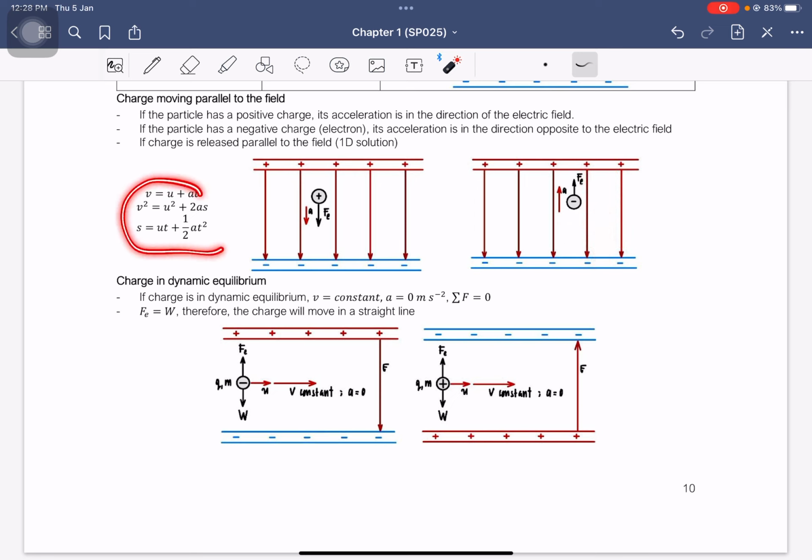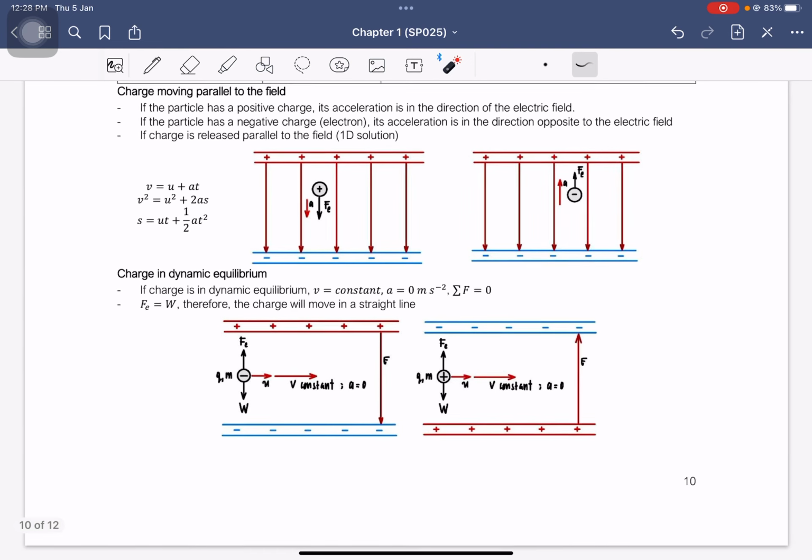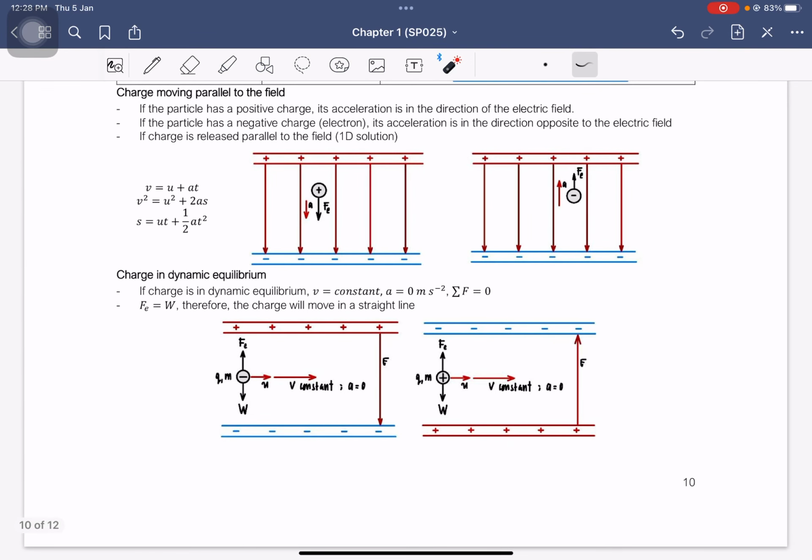Okay, and these are the equations that you will be using in order to solve any questions regarding charge moving parallel to the field. And lastly, charge in dynamic equilibrium will continue moving in a straight line because the total force is equal to 0. So instead of it being attracted to any of the plates, regardless of the charge, it will continue moving in a straight line.